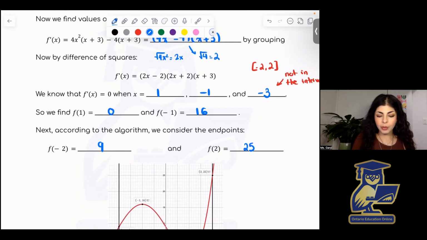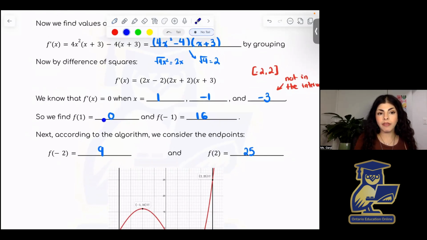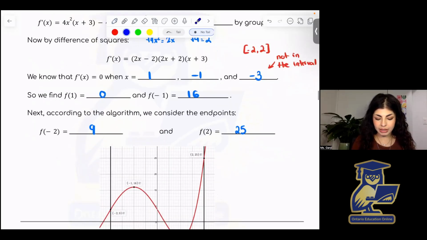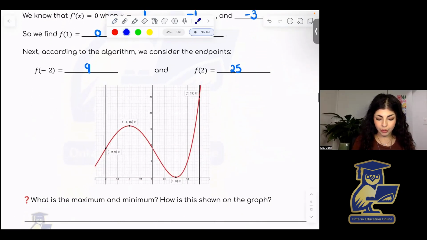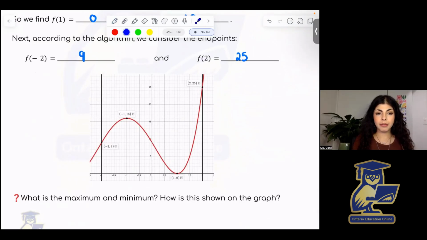And so from here, we can see that yes, the critical point of x is equal to 1 gave us the minimum. This is the smallest of these four values. But the greatest value here is 25, which isn't a critical point. It's our endpoint. And now let's look at the graph of this and how this is shown. So consider here from this graph, which one is the maximum and minimum. So here we see we have -2, -1, 1, and 2. So our two endpoints and our two critical points here.